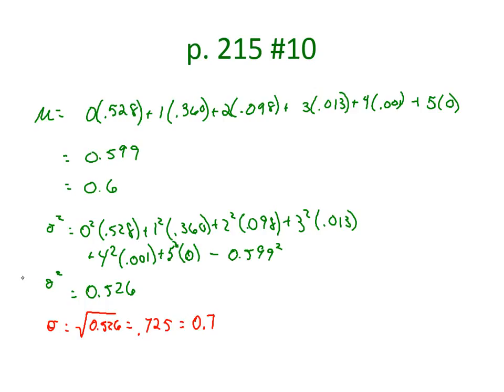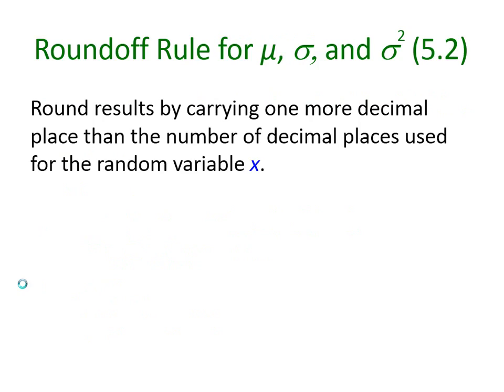And this is the mean number of babies with green eyes out of the 5 babies that are going to be randomly chosen. Now, round off rule: round results by carrying 1 more decimal place than the number of decimal places used for the random variable x. So since most of the time your random variable x will be a whole number because we're dealing with discrete data, you're going to round it to 1 decimal place most of the time. But keep in mind that the data is the x value. The probability, which will be rounded to 3 decimals, is just a probability that x occurs. So you're rounding it compared to x, not compared to the probability.